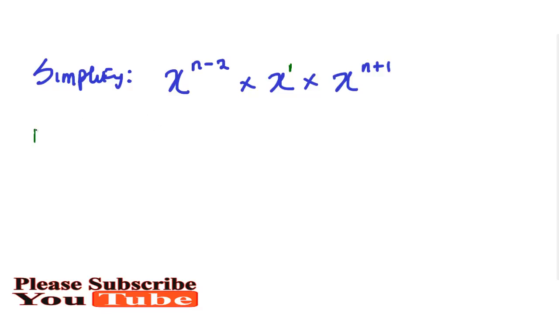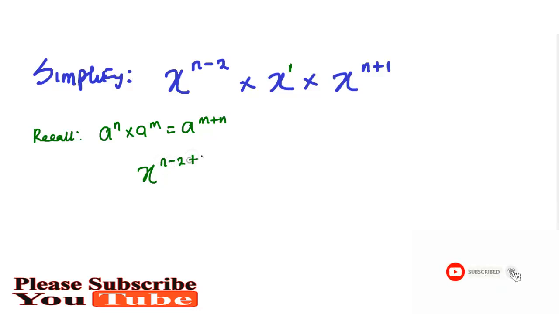So now you need to recall that a raised to the power of n times a raised to the power of m is the same thing as a raised to the power of m plus n. So for this one, since they have the same base, we can add the powers. So all of this can be written as x raised to the power of n minus 2 plus 1 plus n plus 1.